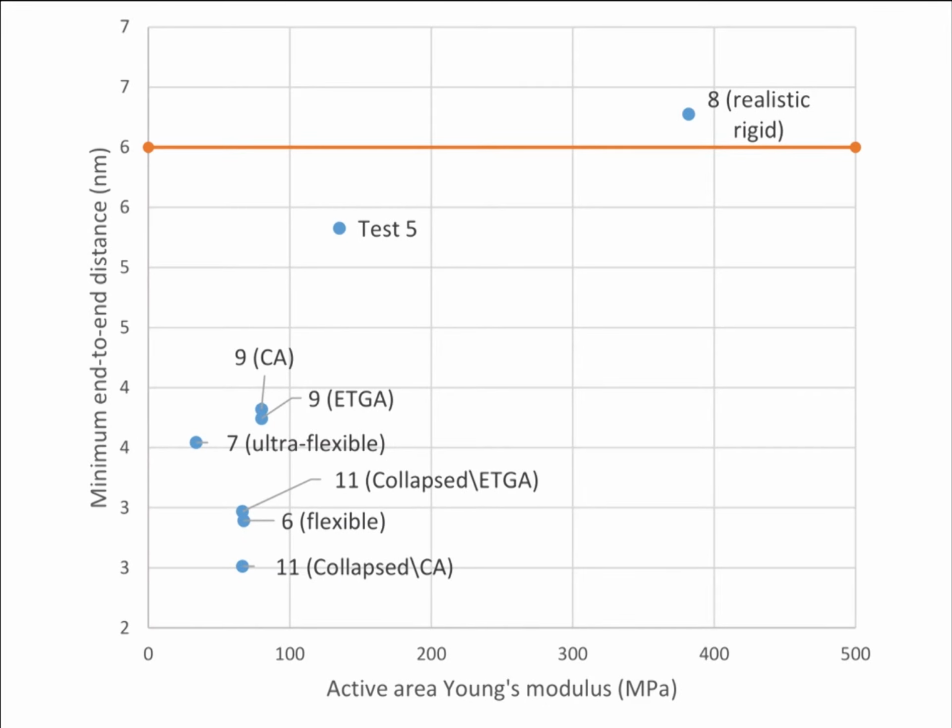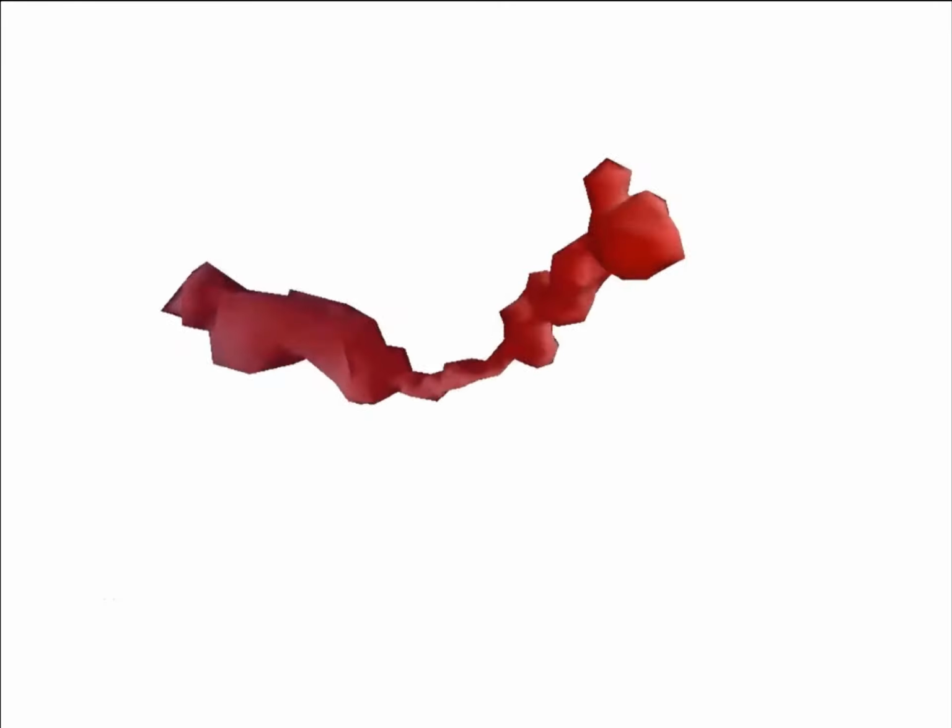So this graph shows the end-to-end distance, that is how close the binding sites are, on the y-axis, against the active area Young's modulus. So simulations on the right-hand side are stiffer, and simulations on the left-hand side are more flexible. And the orange line is an estimate of the maximum distance at which binding can feasibly occur. So the simulations in this corner here are all simulations where the inhibitors are present, and these ones over here are the ones where the inhibitors aren't present. So that's great. You might think, that's exactly the result you would expect from the experimental data. And yes, okay, it is nice.